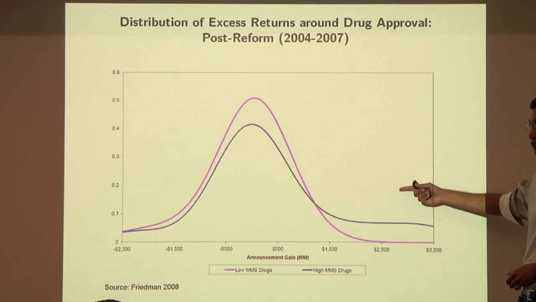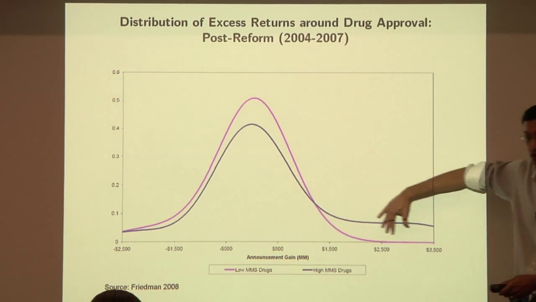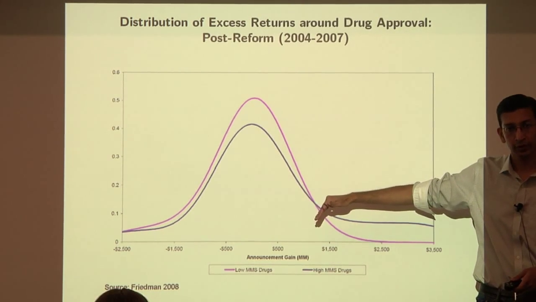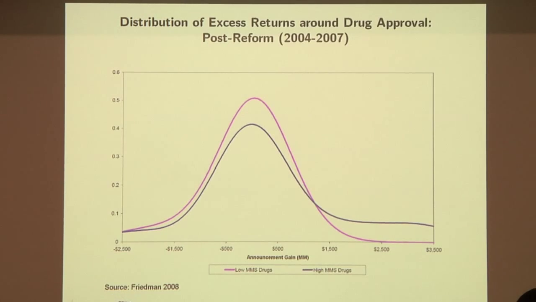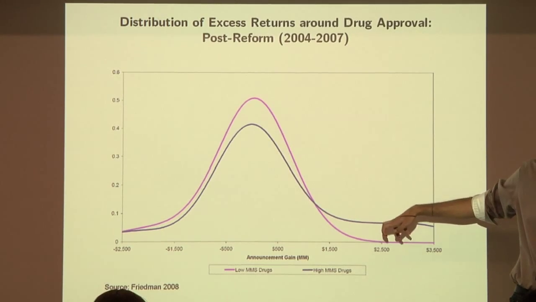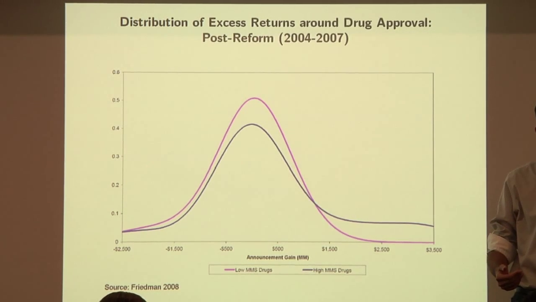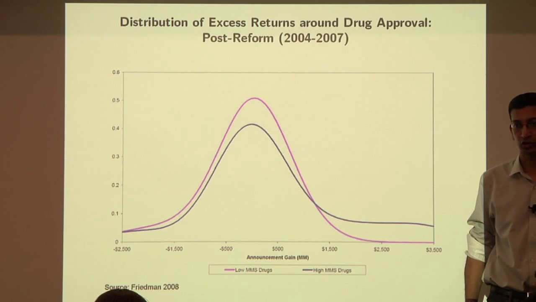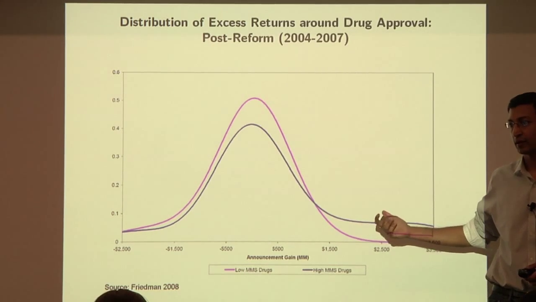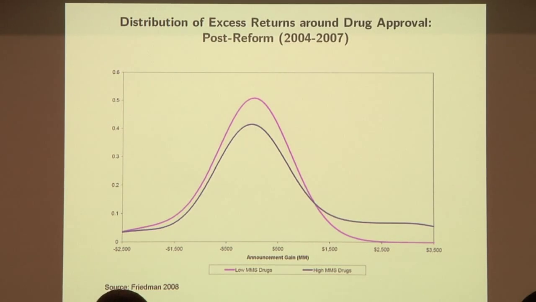Now, this is what it looks like in the post-reform period. For the low Medicare share drugs, it's the purple. For the high Medicare share, the blue. Notice that the blue is right-shifted relative to the purple, okay? So it looks like after Medicare Part D was announced, you were much more likely to have these way high upper tail gains, huge stock price increases, once you announced high Medicare share drugs, but not when you announced low Medicare share drugs, okay? So that suggests that these firms were in fact getting a significant boost, significant increase in net earnings expected by the investors as a result of the passage of Medicare Part D.